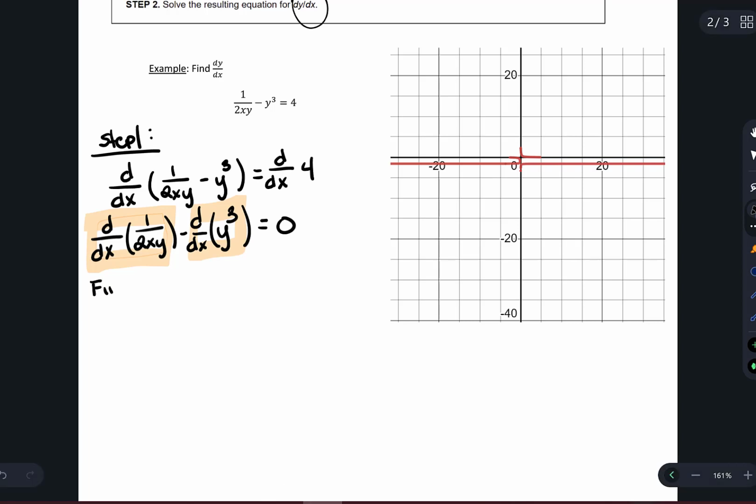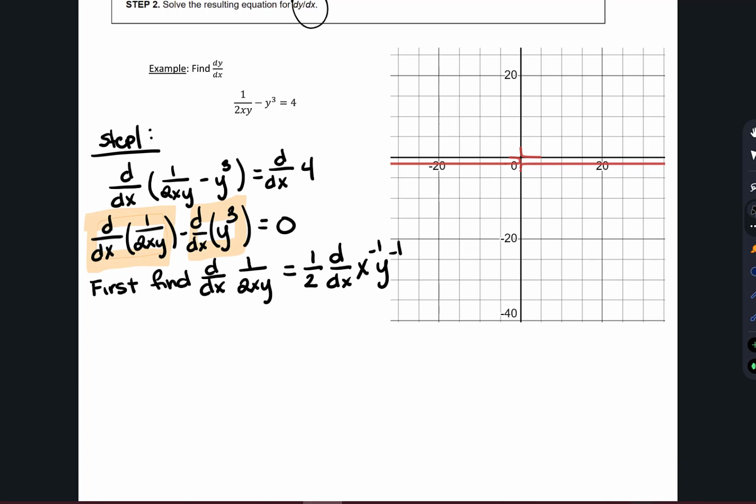So first, we're going to find the derivative with respect to x of 1 over 2xy. Now, to make this a little bit easier on myself, I see that I do have a quotient here. I've got 1 over 2xy, so I could either use the quotient rule, or I prefer to use the power rule. So if I want to use the power rule, I could rewrite this as 1/2 d dx of x to the minus 1, y to the minus 1.